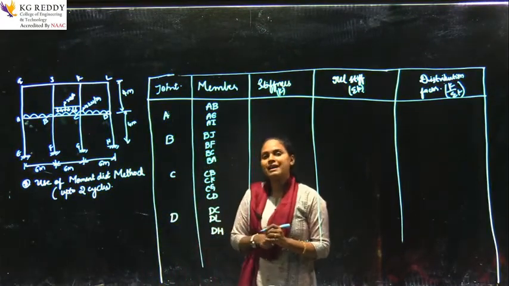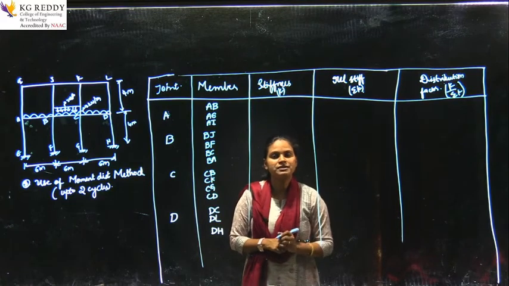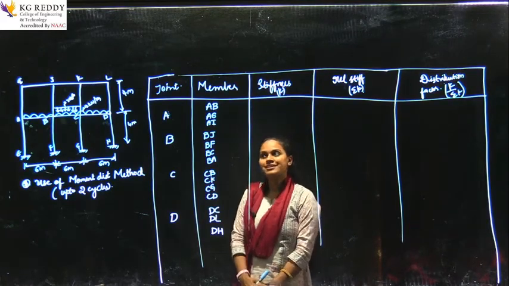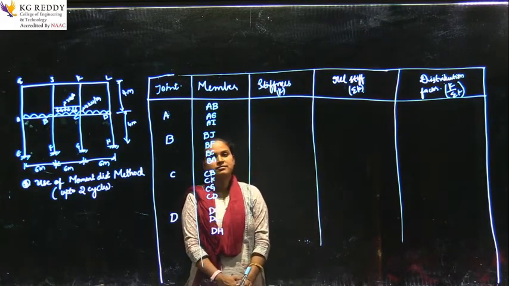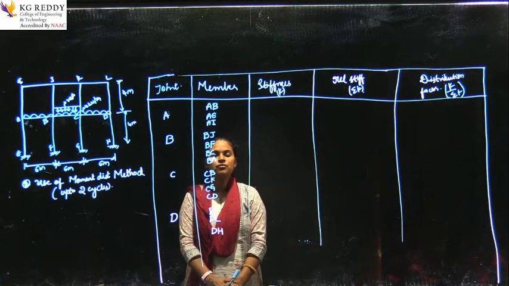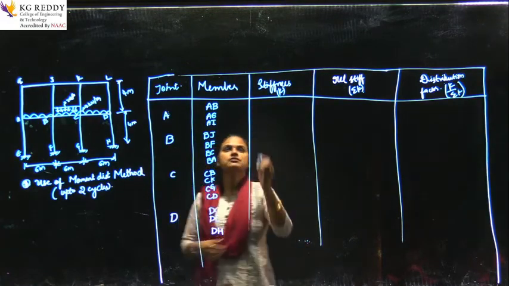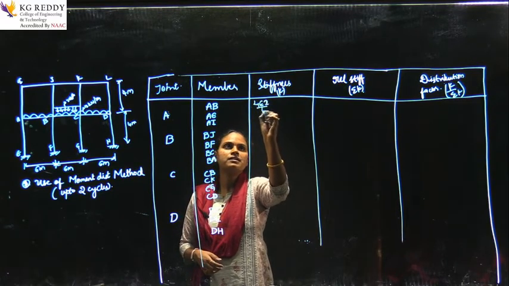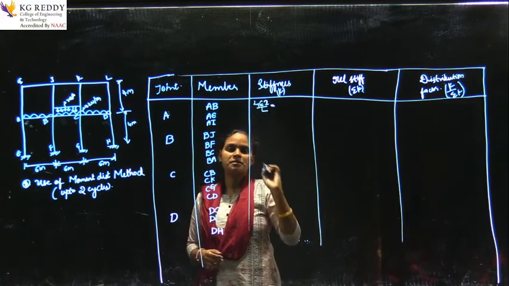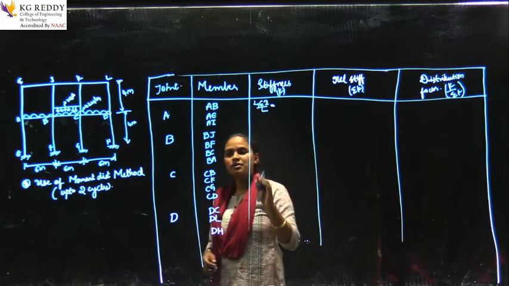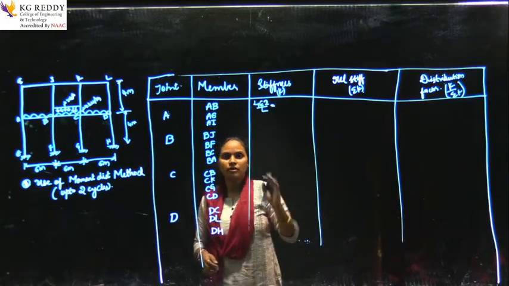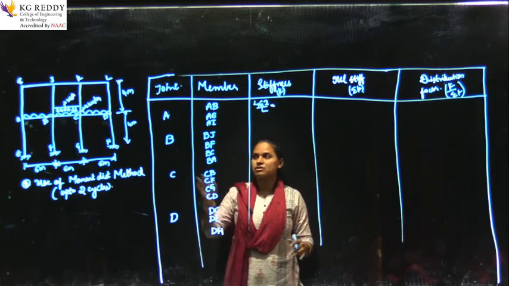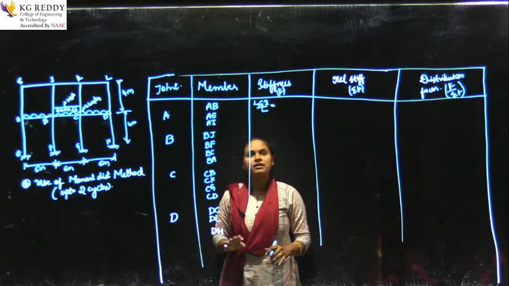Now we will calculate the stiffness. What is the formula for stiffness? 4EI by L, right. Now just remember this formula, 4EI by L. You will have the 4EI by L formula for all the members, because all the ends are fixed. So 4EI by L.